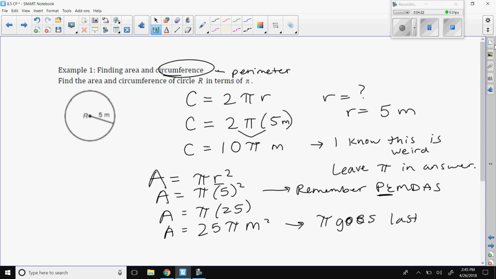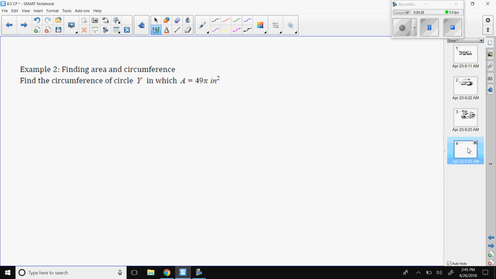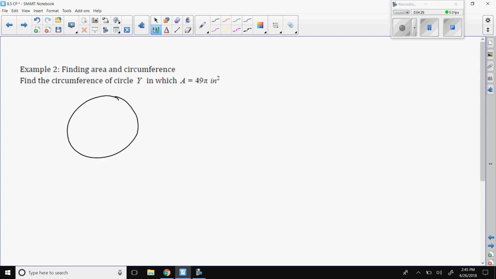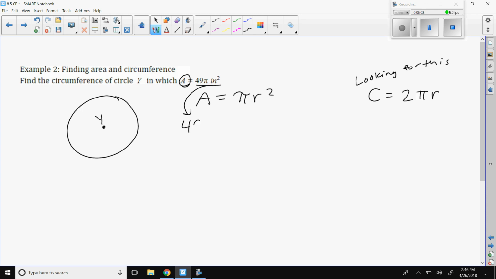Okay, and one more, a little bit more problem solving. The circumference of a circle y. It wants the circumference of this circle y, in which the area is 49 pi inches squared. Well, I know my area formula is pi r squared, and I know my circumference formula is 2 pi r. I'm looking for this, but I know what my area is. My area is this, so I'm going to fill this in: 49 pi equals pi r squared. So this should help me find r.